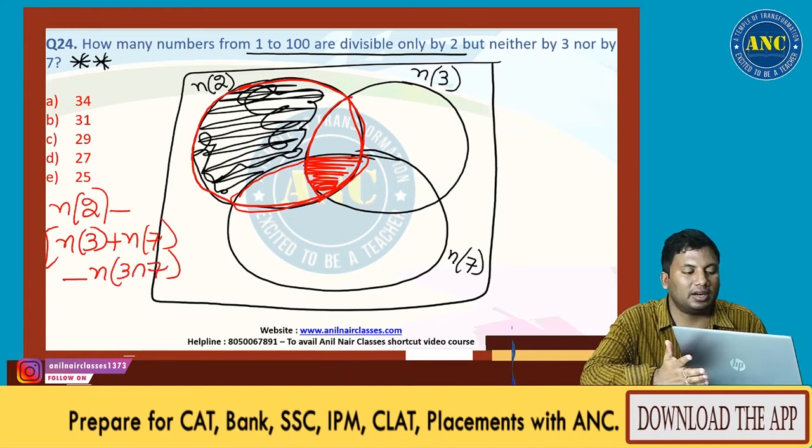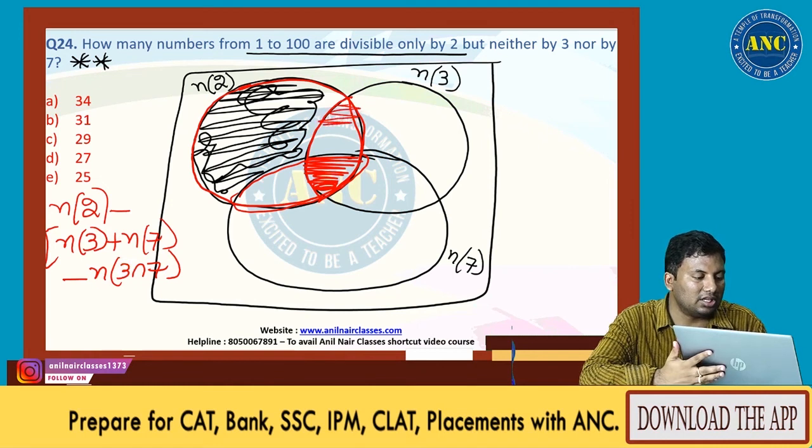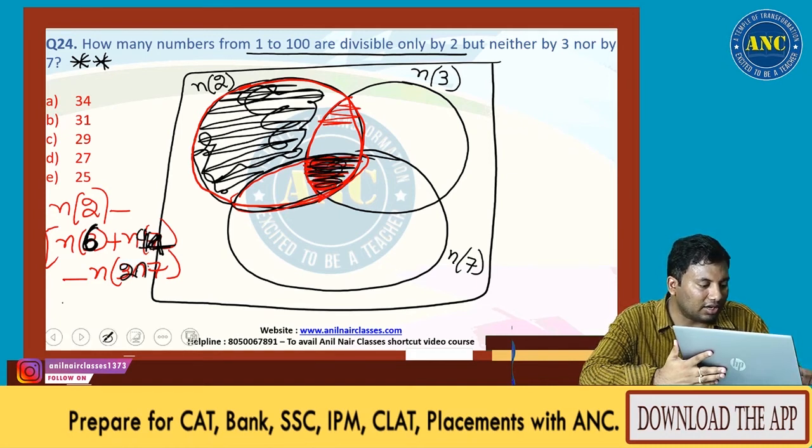I hope it is clear. So this entire portion is nothing but one mistake which I did, it is nothing but n of 6. This entire portion is nothing but n of 14. N of 14. I hope it is clear. Next, this entire portion is nothing but n of 2 intersection. I think I will write it again here.